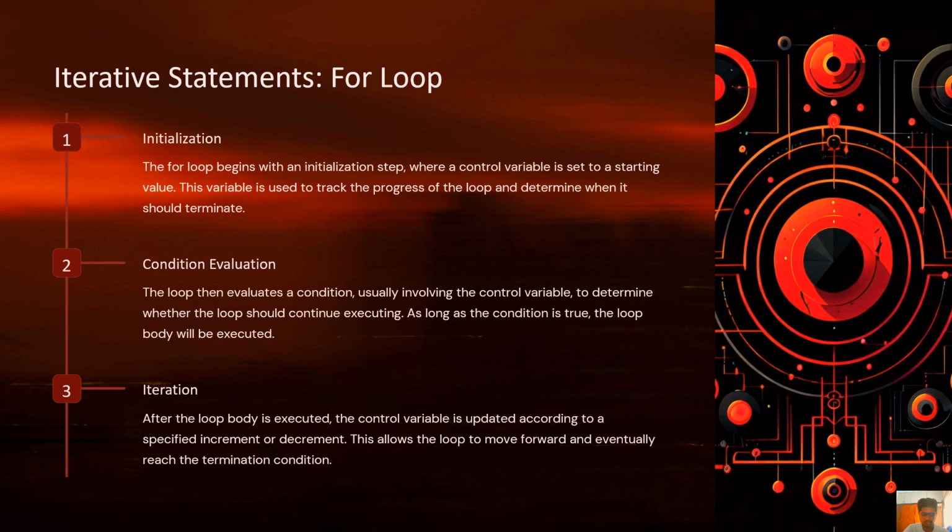Condition evaluation. The loop evaluates a condition, usually involving the variable, to determine whether the loop should continue executing. As long as the condition is true, the loop body will be executed. Iteration. After the loop body is executed, the control variable is updated according to a specified increment or decrement. This allows the loop to move forward and eventually reach the termination condition.